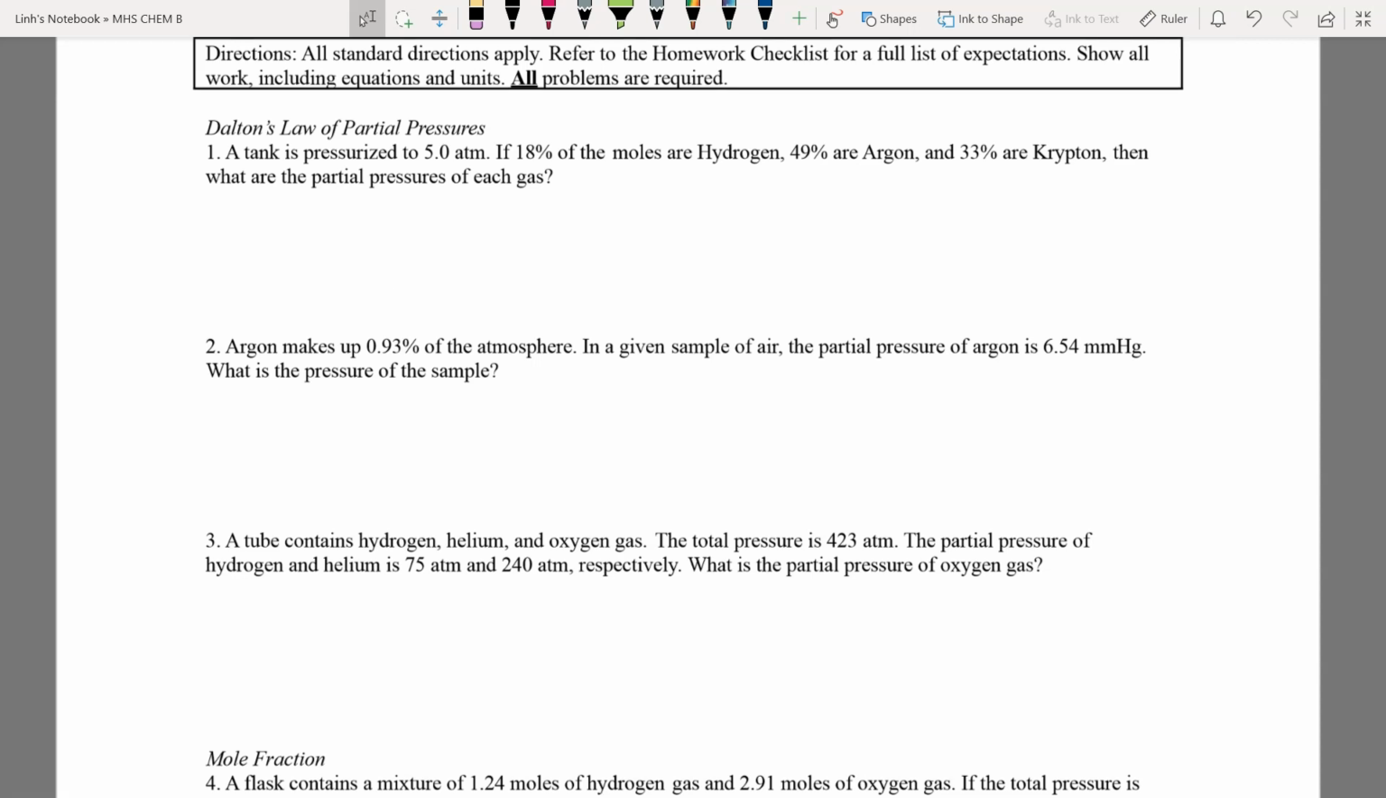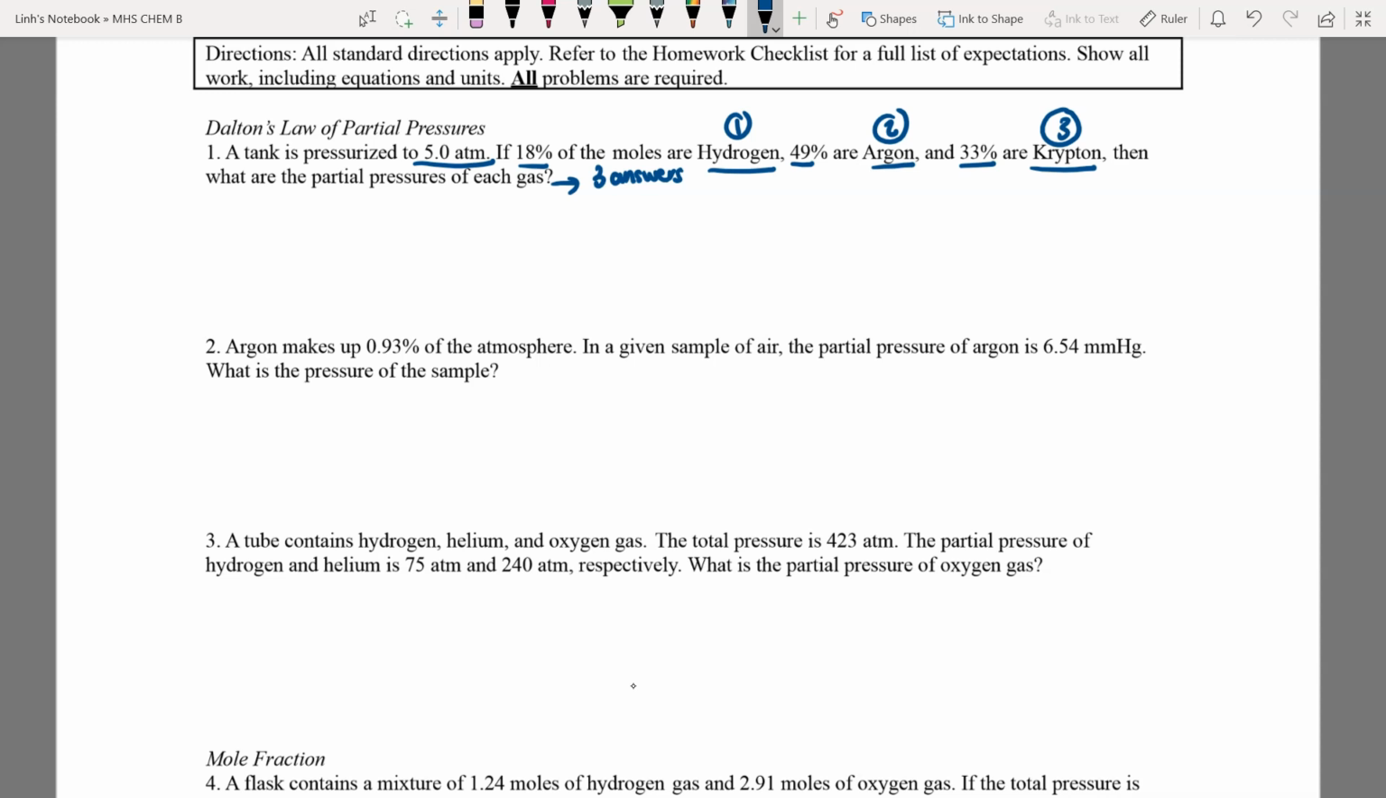So here I have a tank that's pressurized to 5 atm. If 18% of the moles are hydrogen, 49% are argon, and 33% are krypton, then what are the partial pressures of each gas? One thing to note right away is that since we have three different gases here, hydrogen, argon, and krypton, and they're asking for the partial pressures of each gas, you know that you need to have three different answers. So then I am going to go ahead and do the calculations.